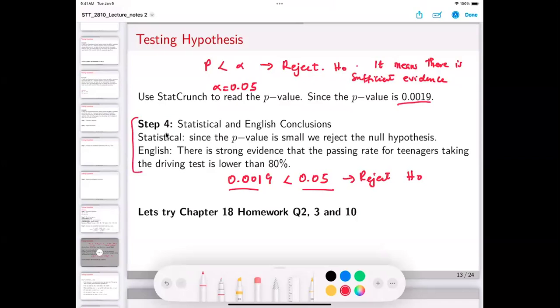So you can look at the conclusion I made for the example we did last time. Since the p-value is small, we reject the null hypothesis. What it means is that there is strong evidence, or enough evidence, that the passing rate for teenagers taking a driving test is lower than 80%. To reinforce our understanding of hypothesis testing for the proportion, let's open StatCrunch chapter 18 homework and do question 2.